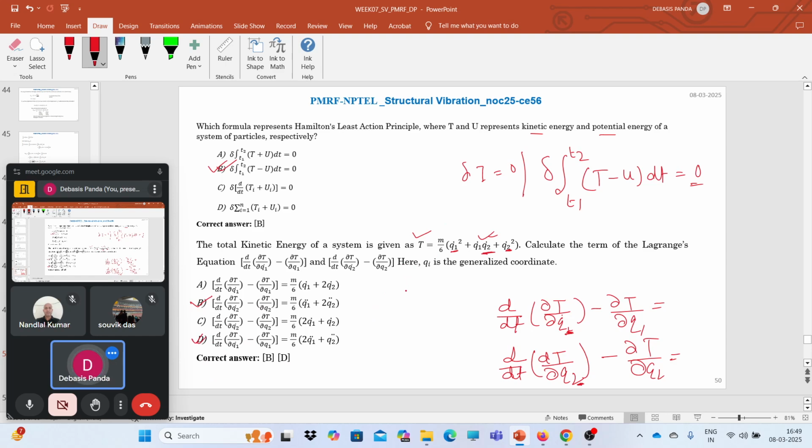Say d/dt of ∂T/∂q̇i. We have only these two terms, so that means 2 into q̇i, and here q2 only, we will be left with that q2. So obviously q1 double dot and q2 will be there. Great.